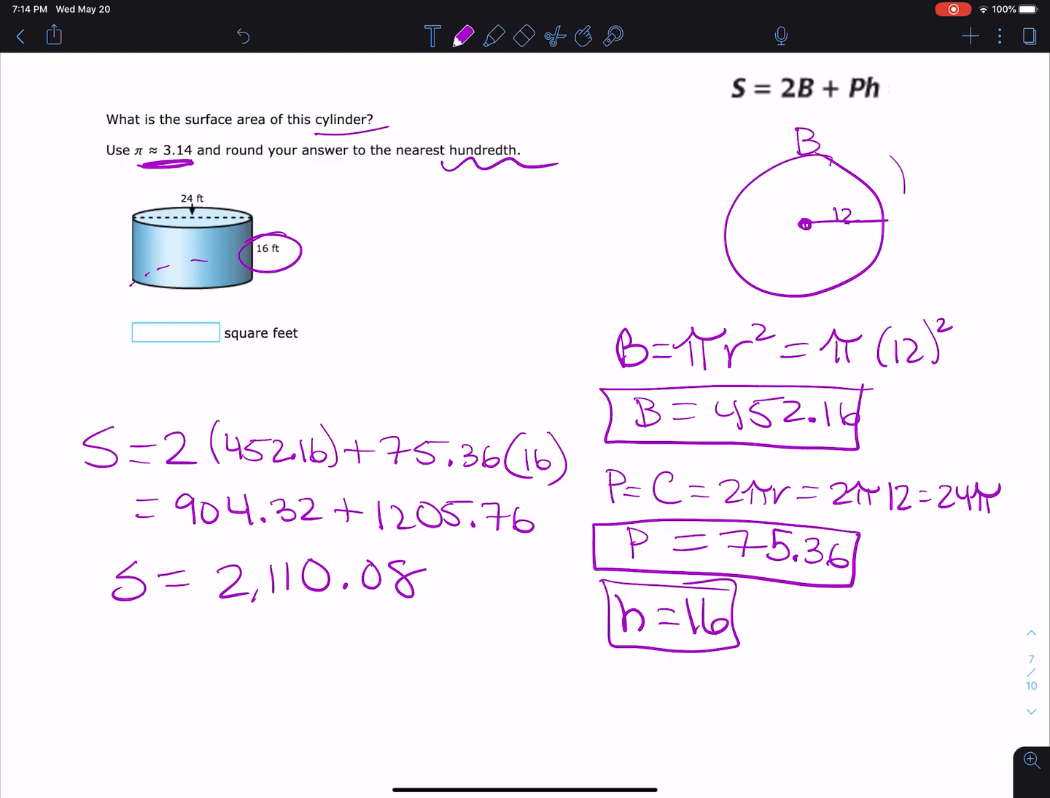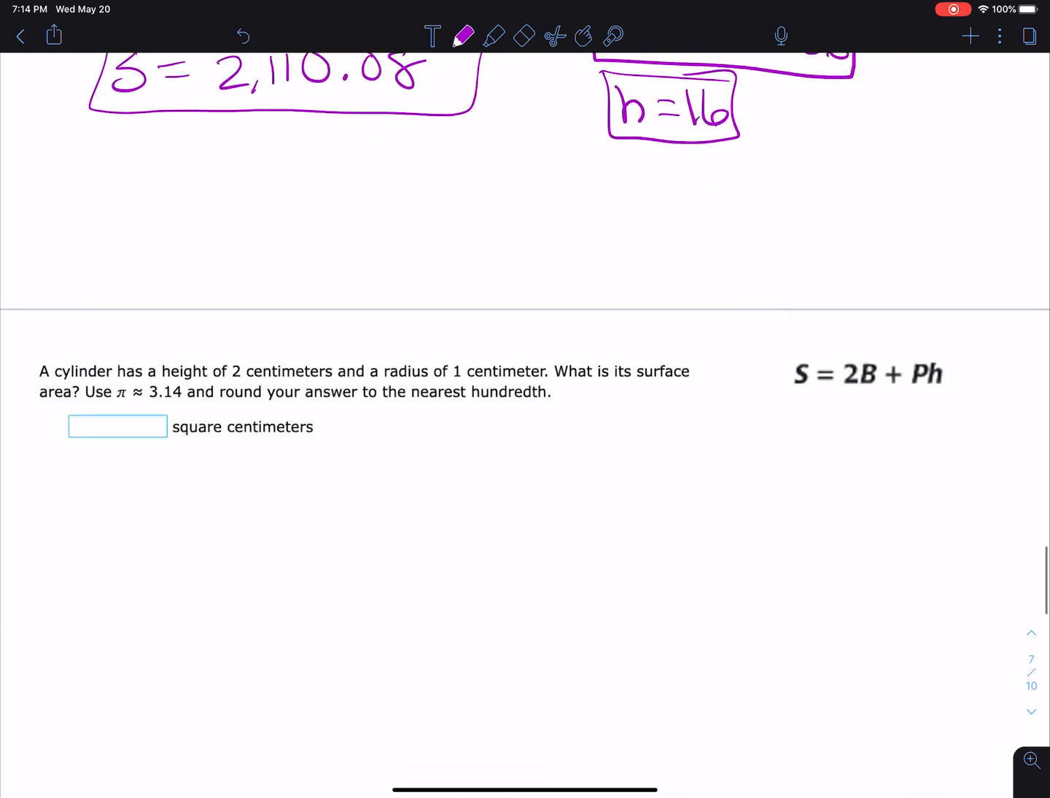Now it says round to the nearest hundredth. I already was. It terminated at the hundredth. So there I am. My final answer. Okay, I hope you're getting the swing of it. Your goal is to find your 3 variables, B, P, and H, and you just simply plug it in.